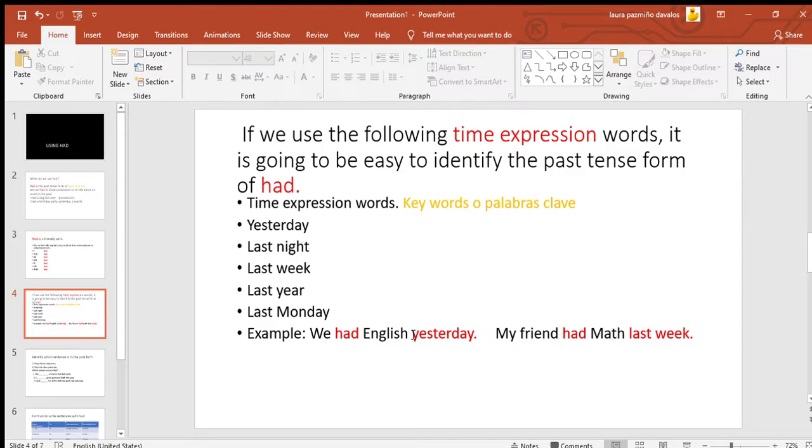If you find the time expression word in the past, then we know that we need to write had. So we had English yesterday. My friend had math last week. Time expression word, time expression word. Are you clear with this information? All right. Now, how do you identify a sentence in the past tense form? Let's check.